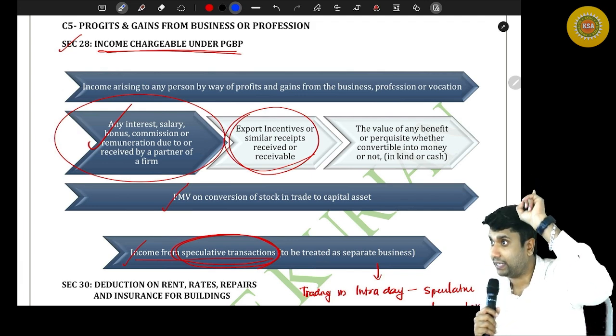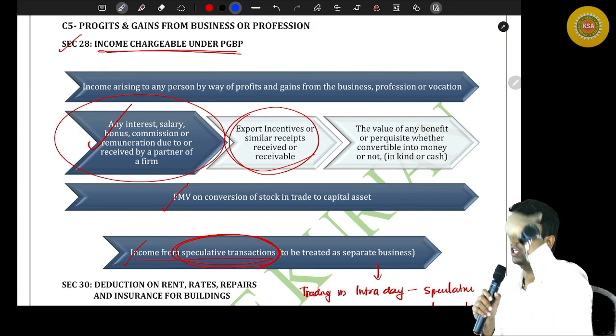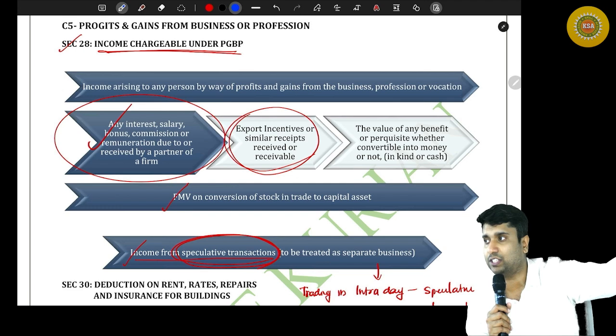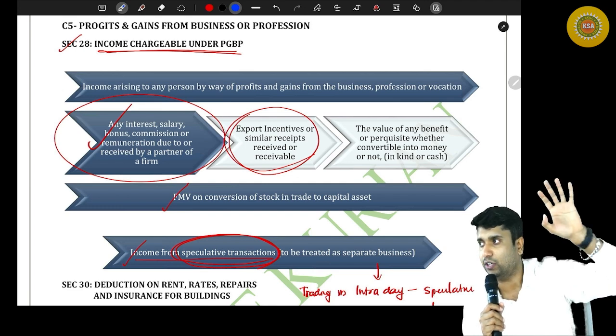That too, intraday trading is considered a speculative activity. Commodity derivatives and normal derivative trading are not considered speculative activity. You have to treat it as your normal business.